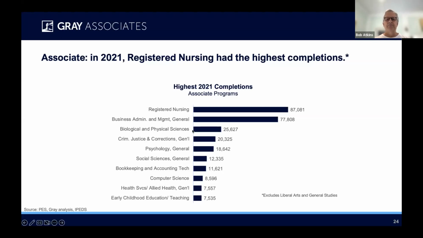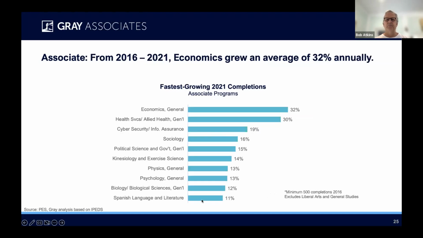We have bio, people probably thinking about pre-med in many cases there, criminal justice, psychology, social sciences, bookkeeping, computer science, and keep that bookkeeping in mind. There are, again, some interesting jobs out there, health services and early childhood education and teaching.